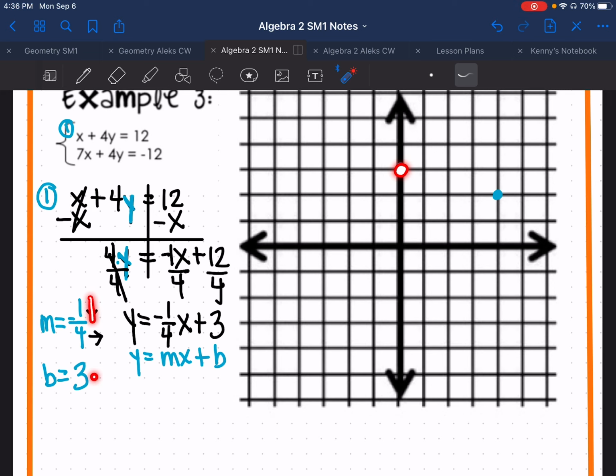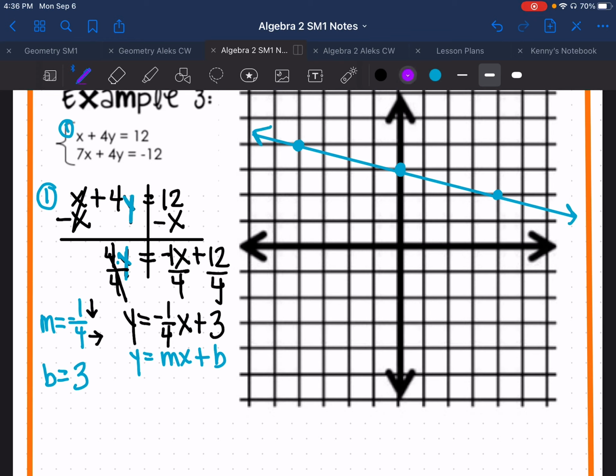So I went back to the beginning. I'm going to go up 1 and 4 to the left. What this does is it makes the 1 positive and it makes the 4 negative. So 1 up, 1, 2, 3, 4 to the left. There we go. Let's grab our ruler and connect them together. Oh, almost. Perfect. There we go.